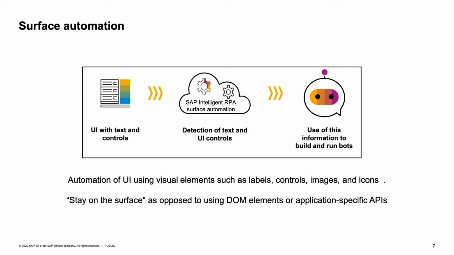The reason we call it surface automation is because, as I just explained to you, the automation is happening using visual elements. You do not need to know the underlying DOM of the UI. You don't need to have any idea of what kind of APIs are there in the backend. You understand the UI just as a human being would understand it, right? From the surface, and you automate it. So now how does this actually work?